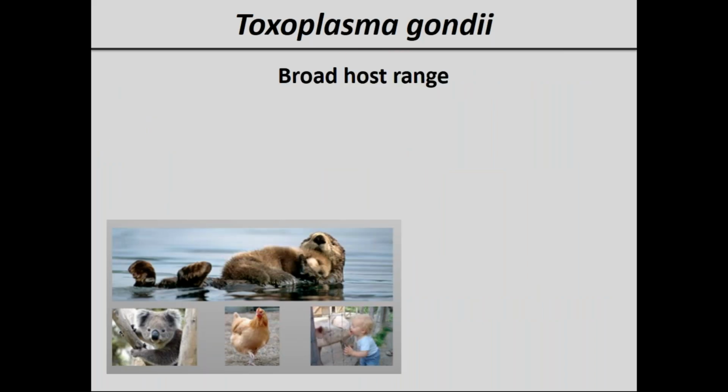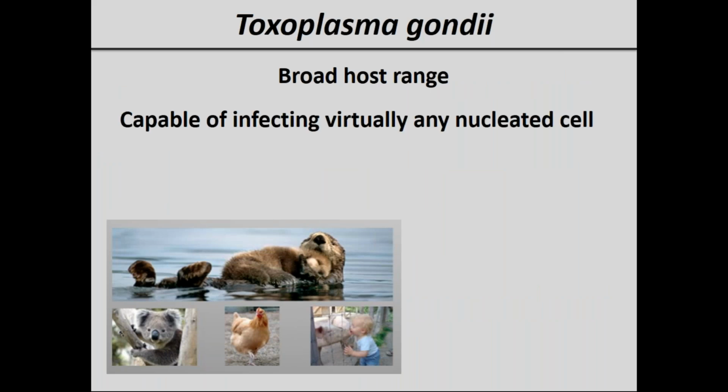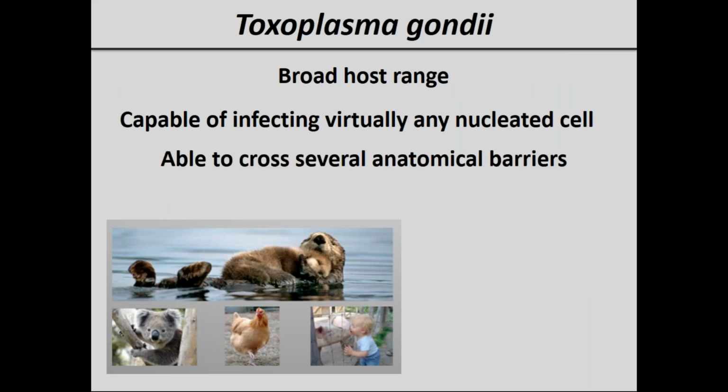As far as Toxoplasma goes, most of you would likely know that it has a very broad host range. So it can infect almost any nucleated cell in its host and can infect nearly every warm-blooded animal. And in those animals, it can cross anatomic barriers. So it can cross into the eye and also can cross into the brain, central nervous system, and crosses the placenta to infect the fetus.